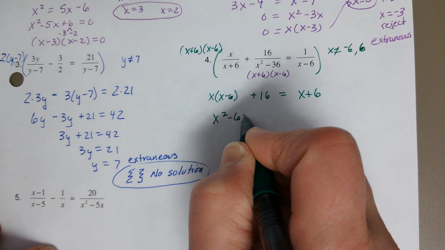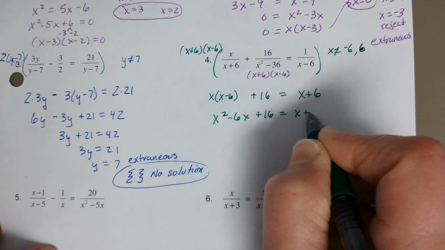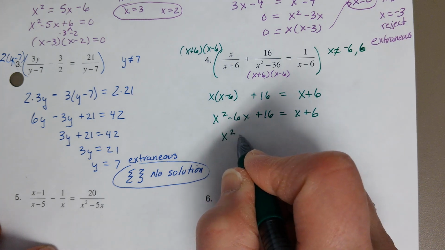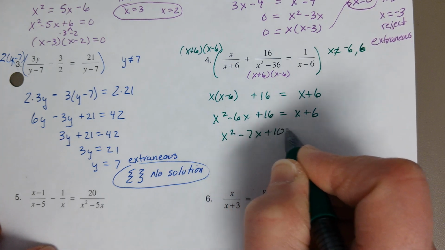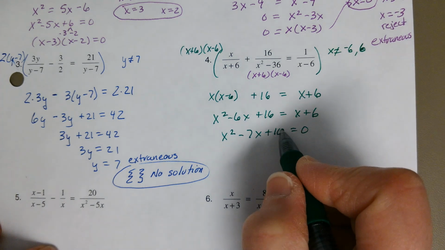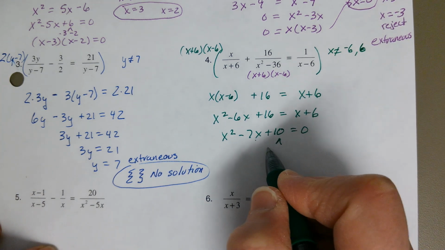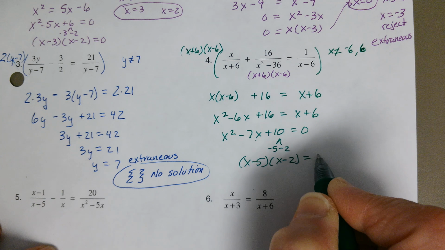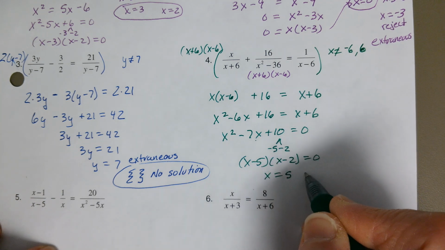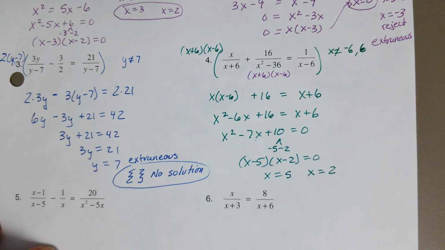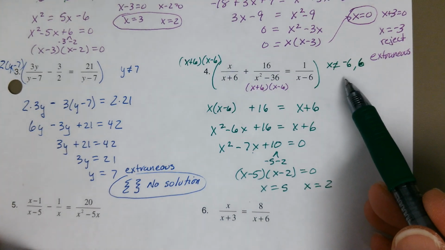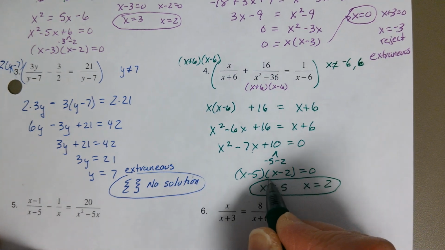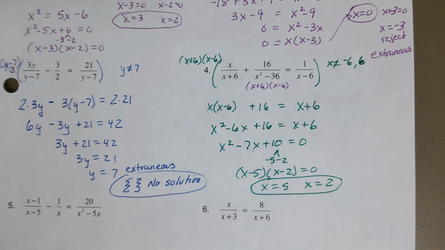Distribute: x squared minus 6x plus 16 equals x plus 6. Bring these two terms over to the left-hand side, subtract x, and subtract 6. And now factor. The factors of positive 10 that sum to negative 7 are negative 5 and negative 2. X minus 5 times x minus 2 equals 0. So x equals 5 and x equals positive 2. Just check. In step 1, we said that x could not be negative 6 or positive 6. So 5 and positive 2 are solutions.